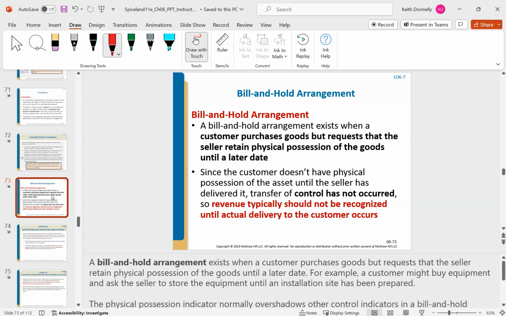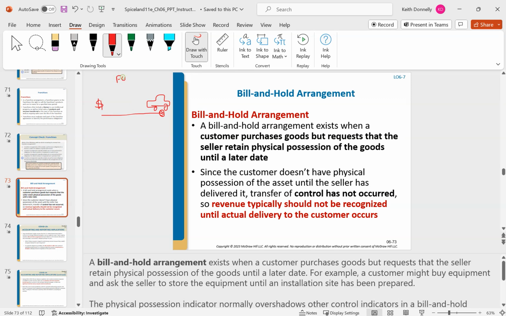How about these bill and hold arrangements? What's going on here? Another nuance. The idea is the customer comes in and says, look, I will buy it now, but I'm not actually going to pick this car up, or whatever it is we're selling, for 6 months. Can you please hold this for me until I pick it up?